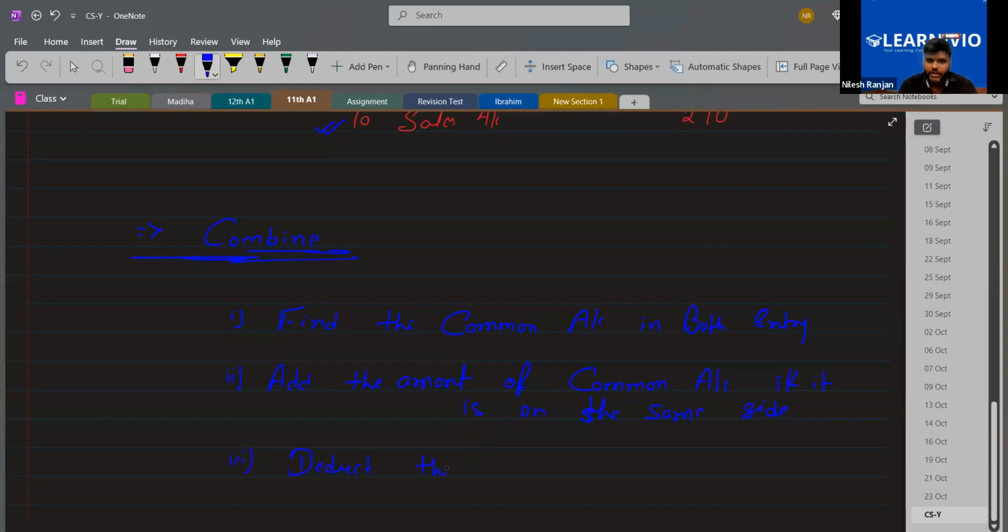And deduct the amount of the common account if it is on the opposite side. So this thing you have to remember.